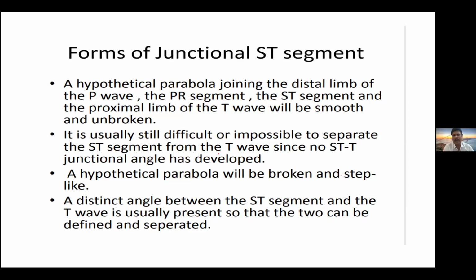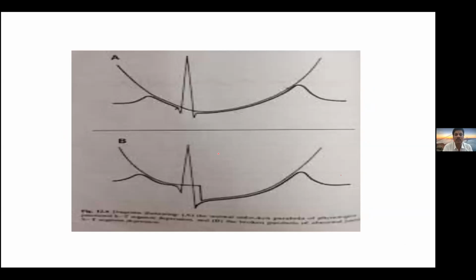So now I want to make it much more certain. How do you want to see? See, I'll show you. You just draw a parabola, a continuous half circle or quarter circle, you can call it. See here, from the PR segment, from the descending limb of the P wave, you just draw a line, and you will see the line merges smoothly and there won't be any disturbance in the smooth line. This is the way a normal ECG will look.